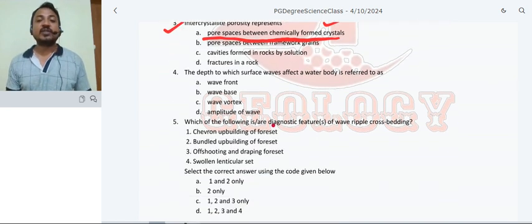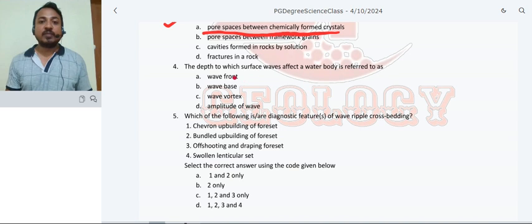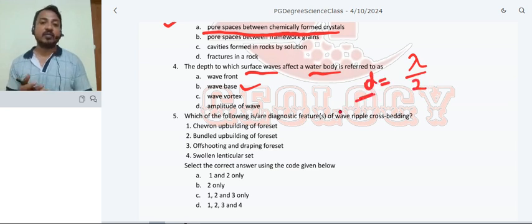The depth to which surface waves affect a water body is referred to as? The depth to which a surface wave affects a water body is called the wave base. It is half of the wavelength. The depth of the wave base is half of the wavelength.